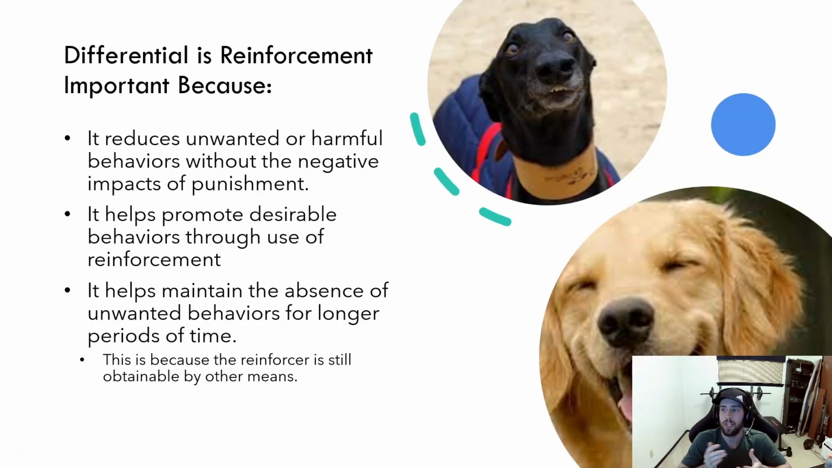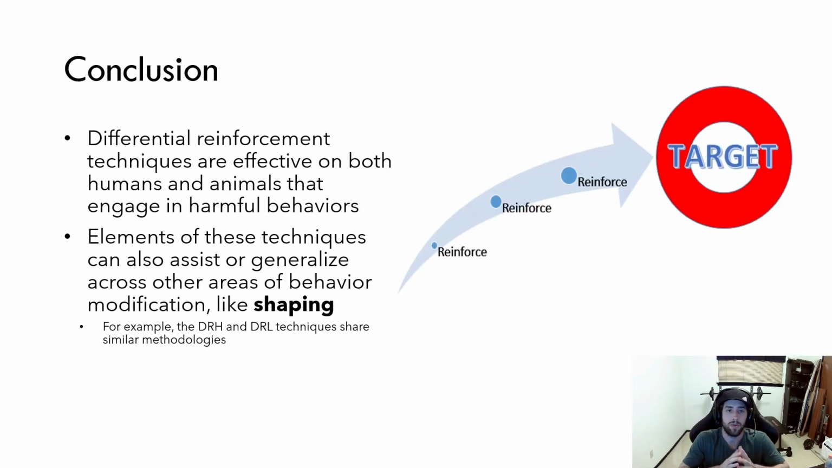Differential reinforcement is important because it reduces unwanted or harmful behaviors without the negative impacts of punishment. It also promotes the use of more desirable behaviors through the reinforcement half. And lastly, because that reinforcer is obtainable by other means, the absence of the unwanted behavior will be there for longer. In conclusion, differential reinforcement techniques are very effective on both humans and animals. And then lastly, elements of these techniques can be generalizable to other behavioral analysis techniques. Like for example, differential reinforcement of high and low behavior is very similar to the tools that are used for shaping.